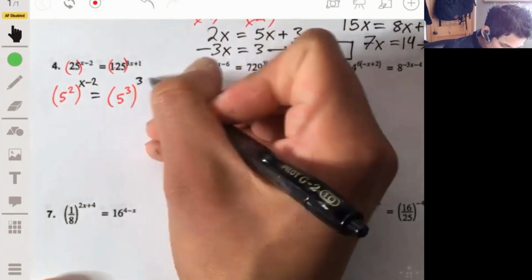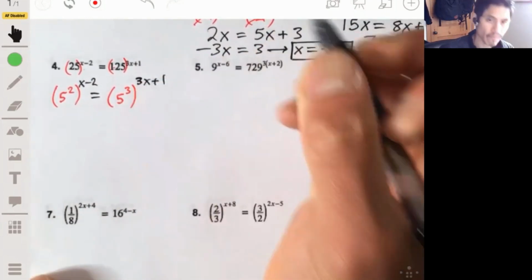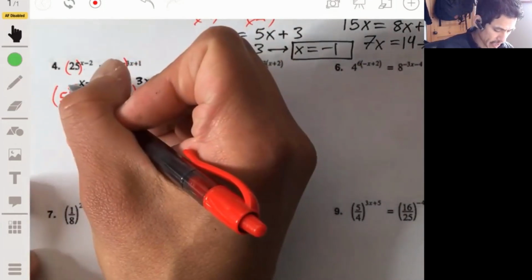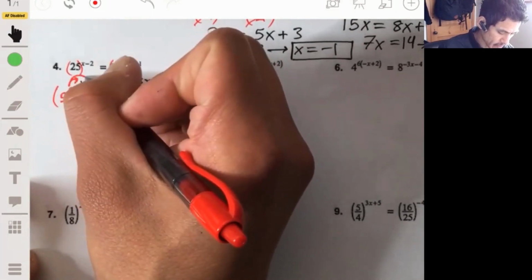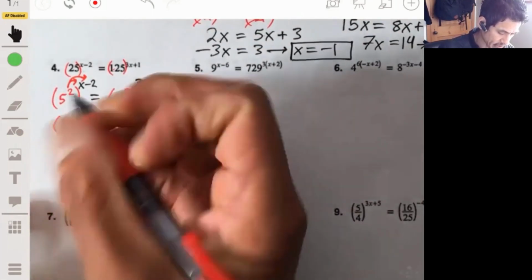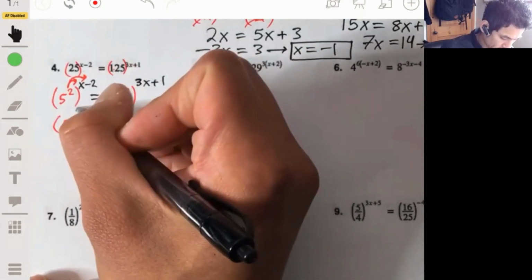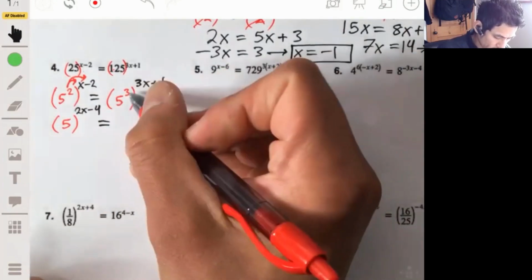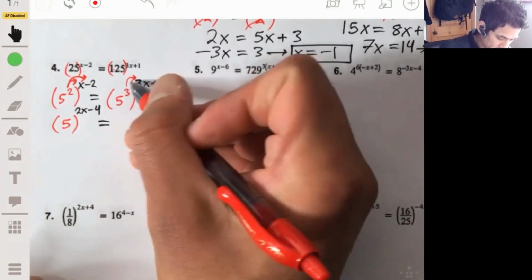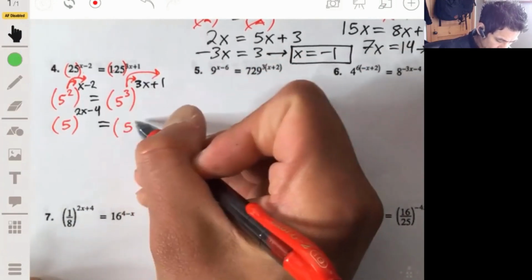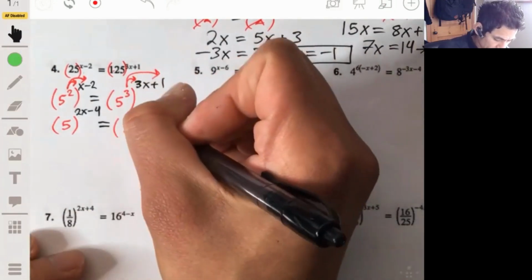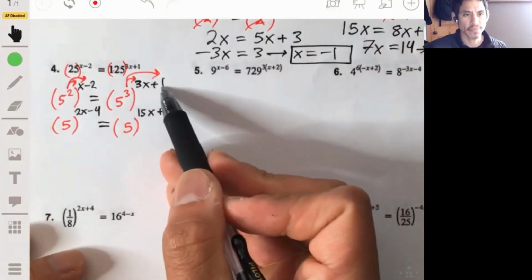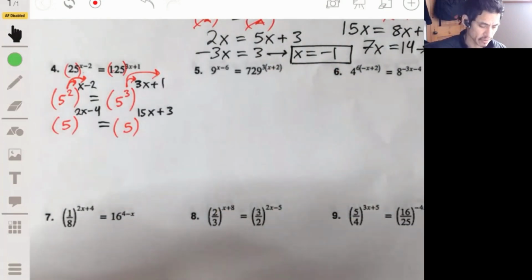Everything else stays the same. And now from here, I'm going to distribute my 2 on the left side. So on the left side, I'm going to get 5 to the 2x minus 4 being equal to, on the right side, I'm going to distribute that 3 to the 3x and the 1. So I'm going to have the base of 5 to the 9x plus 3. Don't forget to distribute the exponent to both of these because that's usually the common mistake that students will make.